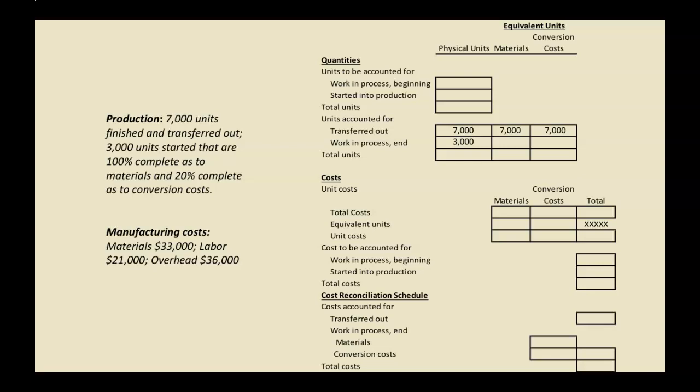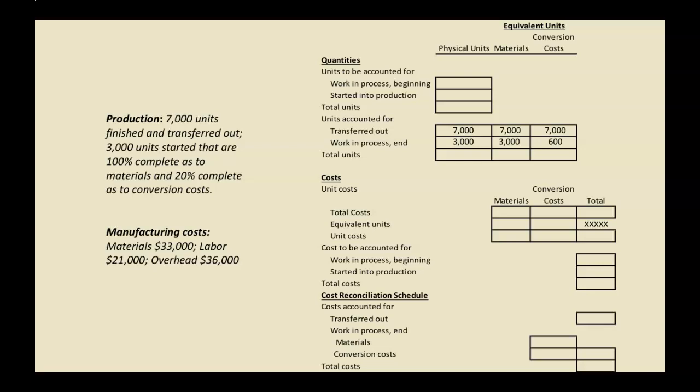So our ending work in process for materials, what we'll do is we'll take the 3,000 physical units that we have and we multiply it by the percentage that they're complete as to materials. So 3,000 times 100% will just be 3,000 again. Now for conversion costs, it's going to be a different number, right? Because our ending work in process is just 20% complete for our conversion costs. So we take our 3,000 times our 20% and we just get that 600.